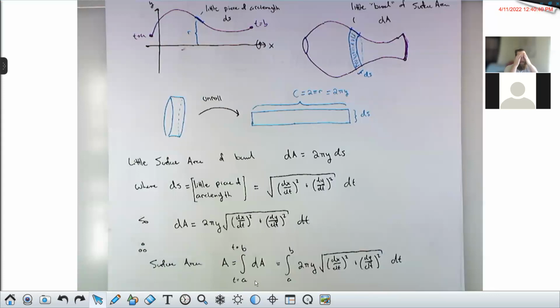Next time, we're going to talk more about surface area. We're going to talk more about applications of this little piece of arc length thing we call ds. And then we will be moving away from parametric equations and starting to talk about polar coordinates. But that will be for next week. So I'm going to go ahead and end the meeting here. Are there any burning questions you guys would like to ask before we wrap up?